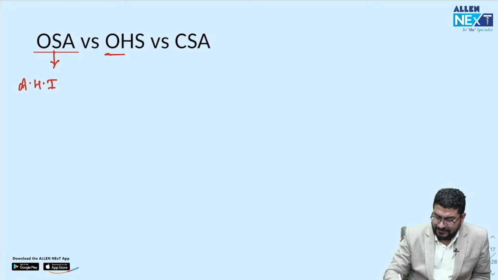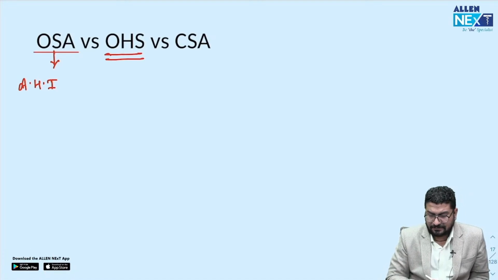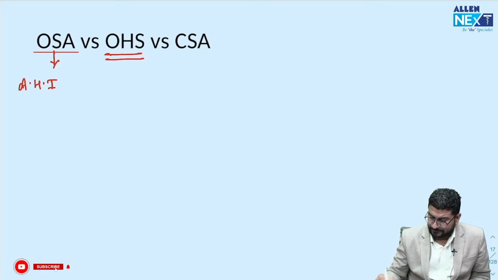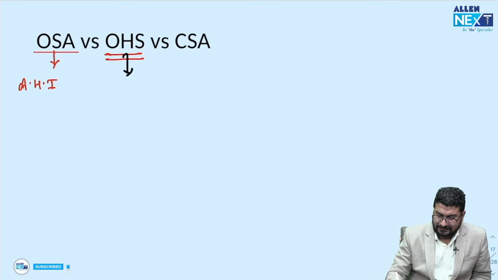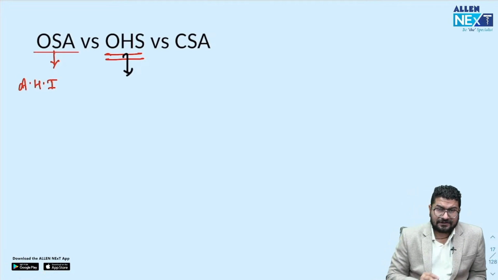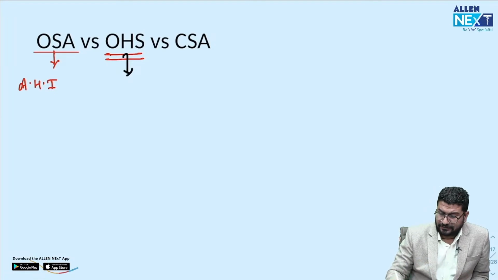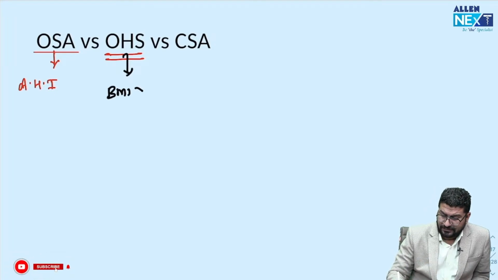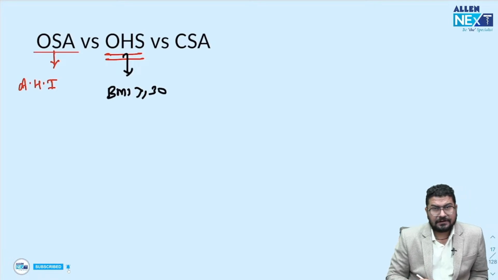Then how to differentiate? Last time many of the students marked the answer OSA, but in the MCQ it was asked obesity hypoventilation syndrome. So understand this, OSA patients are also obese. Obesity hypoventilation patients are definitely obese. So here the patient's BMI is always more than 30.